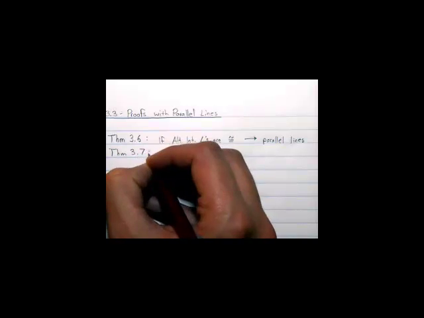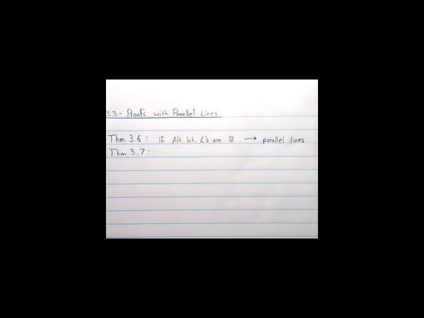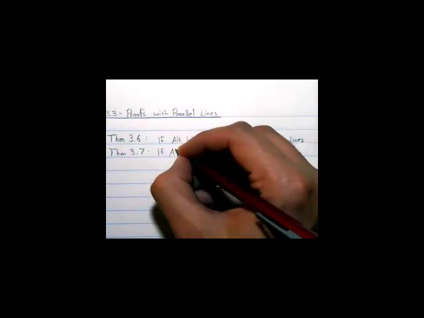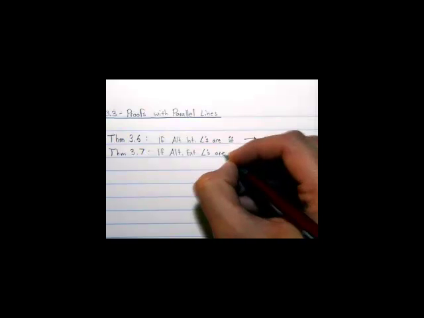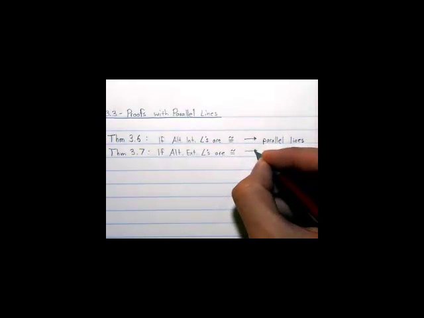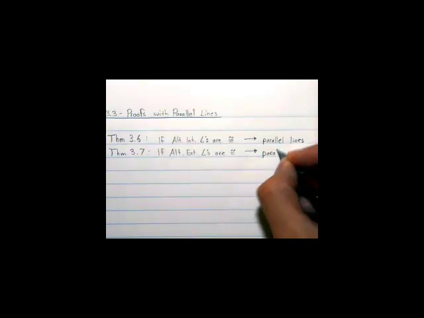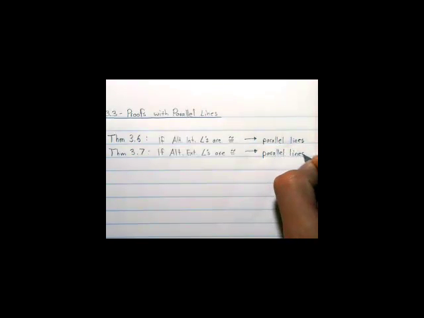Theorem 3.7. If alternate exterior angles are congruent, parallel lines. Again, that's the converse of 3.2. Theorem 3.2 said, if you have parallel lines, then the alternate exteriors are congruent. Well, the converse of that is also true. If you know the alternate exteriors are congruent, then you have to have parallel lines.